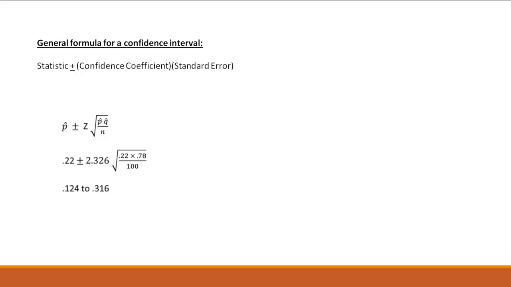So we can say that, if we wanted to look at it that way, more than 10% are interested in shopping at the store on Sunday and less than 35%. We can also just look at the interval itself and say we think it's somewhere between 0.124 and 0.316, or at least there's a pretty good chance that it's somewhere in that interval.